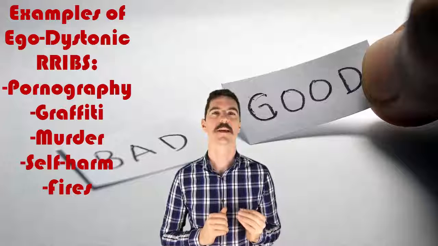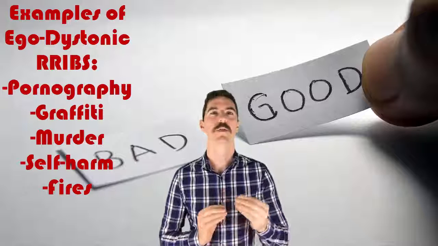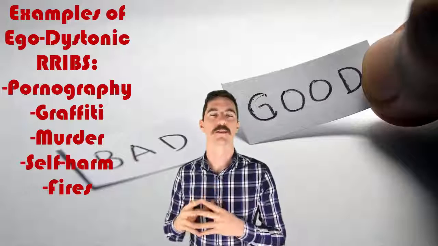So if your student does have ego-dystonic RRIBs, what you want to be doing is what we call shaping them. So minimizing them, distracting them, or limiting them to a certain area of their lives. Perhaps when they're doing work, they don't pursue the interests that you think are not necessarily beneficial for them.